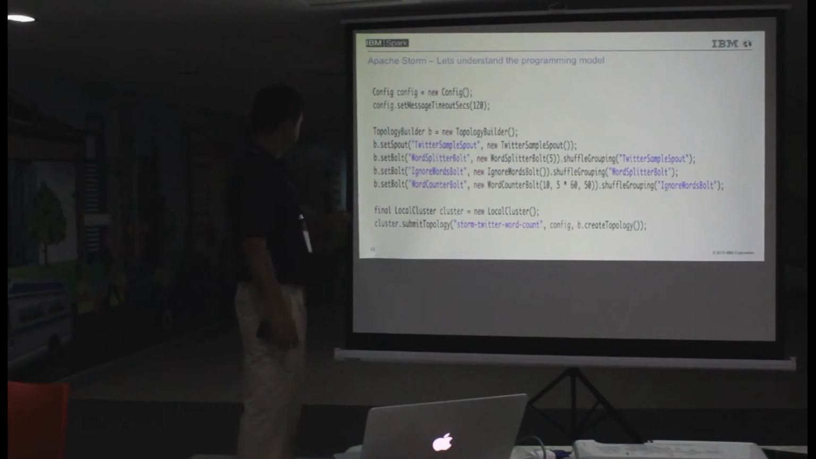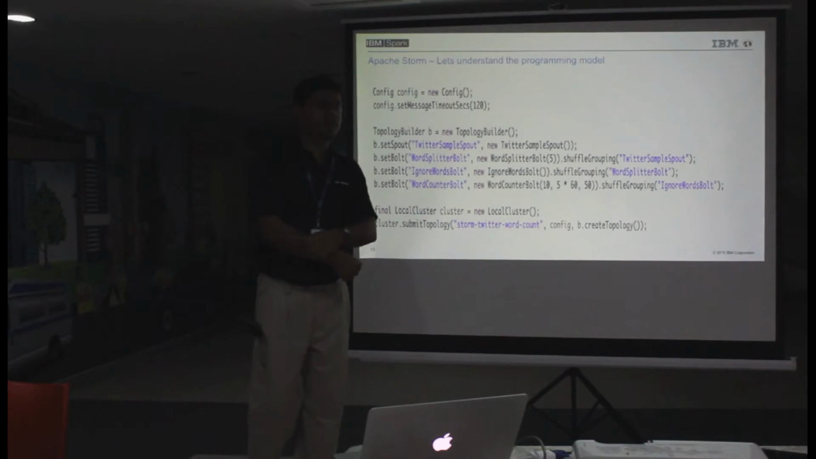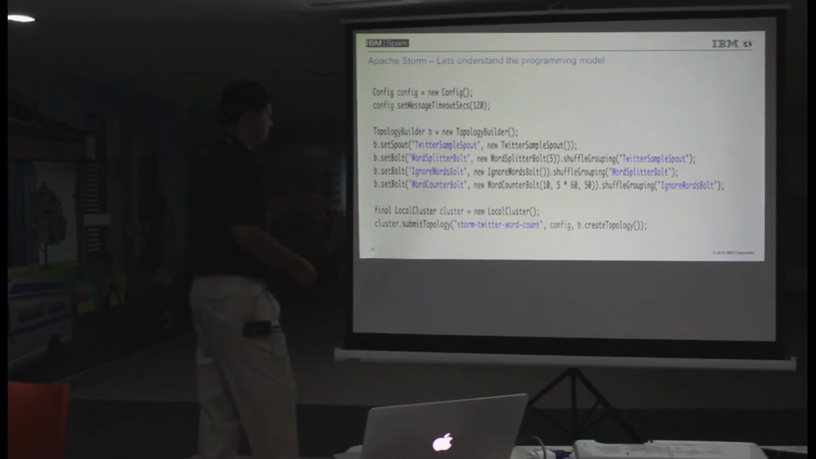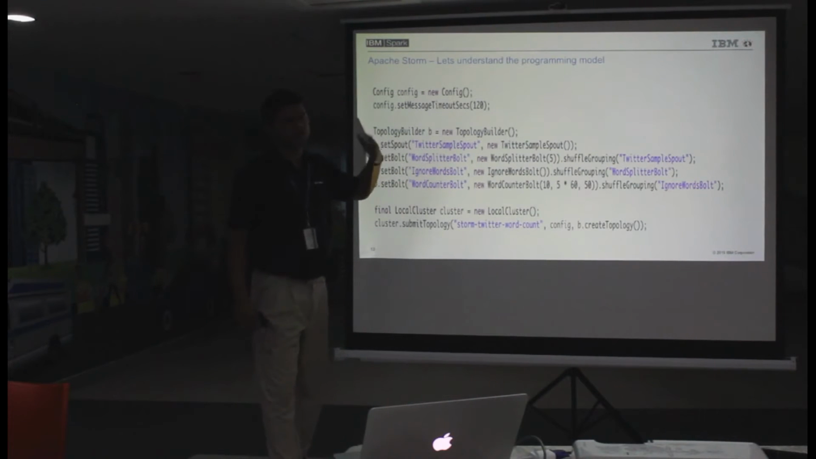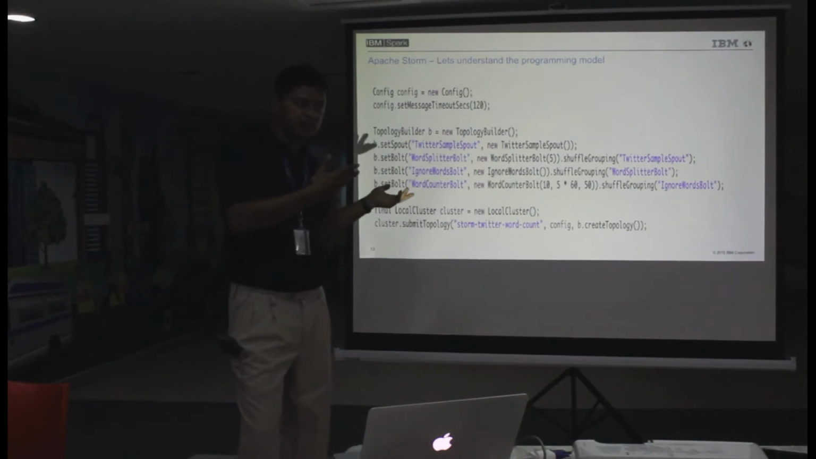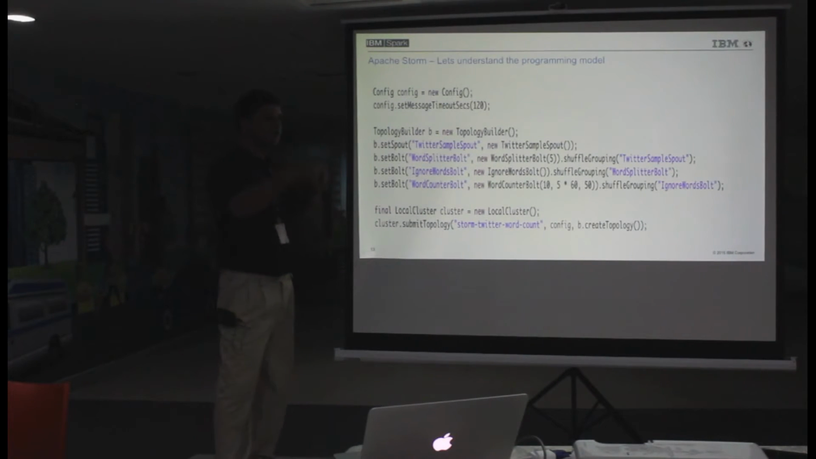And then finally, you build this, and you create a cluster. I think this was a simple case where he's creating a local cluster, so you want to run it on your local system, and then you submit this topology to the cluster. That's the flow, and when you submit that, it will compile your program. It might build a directed acyclic graph. I don't know Storm internally, but I assume it does something like that.